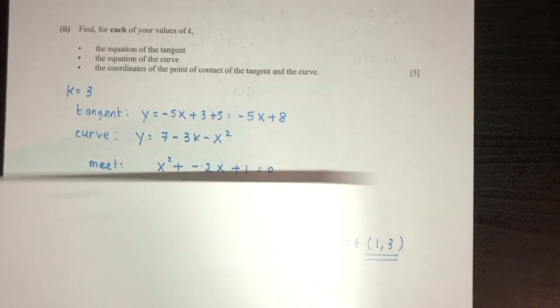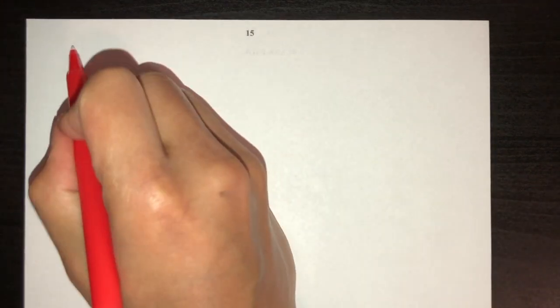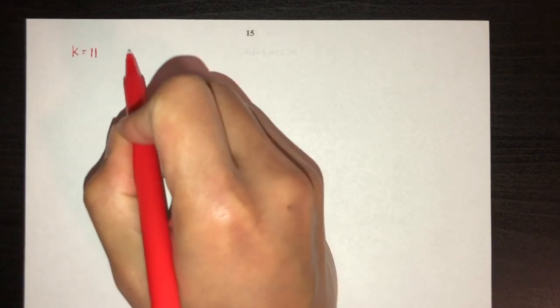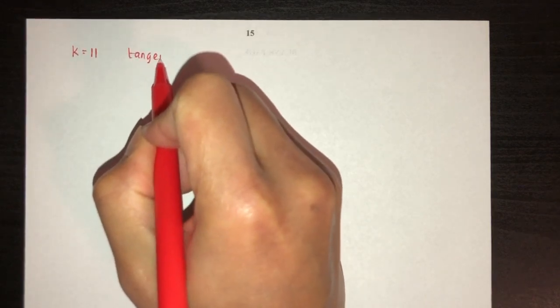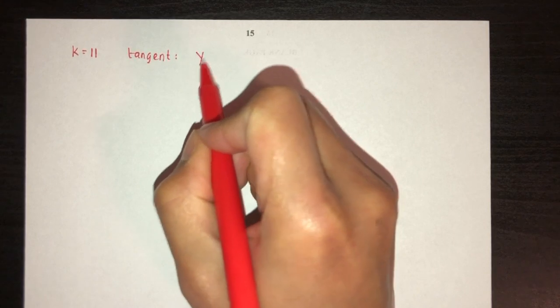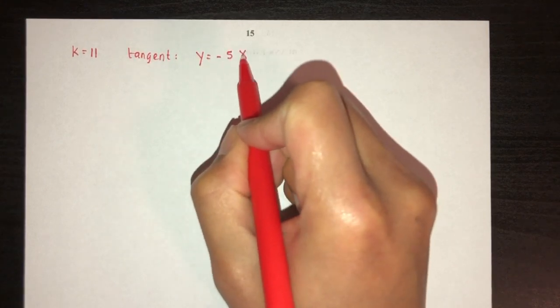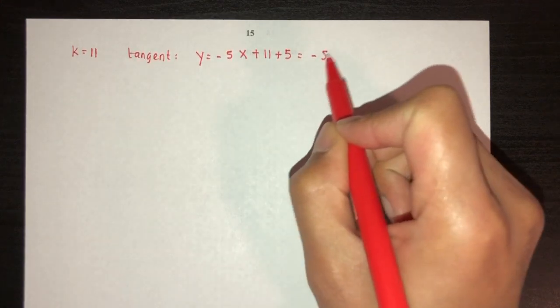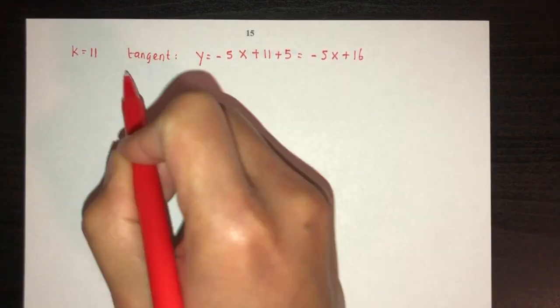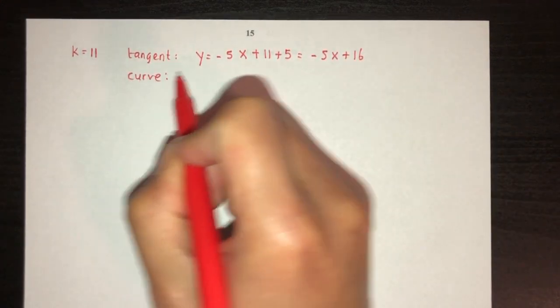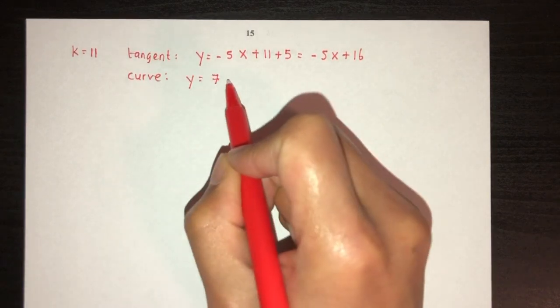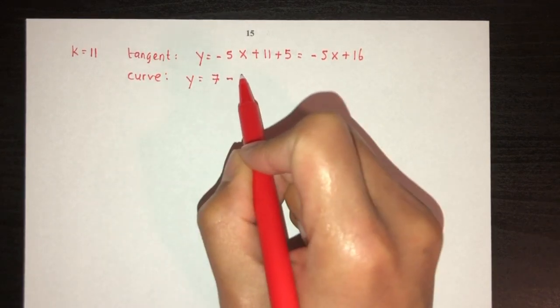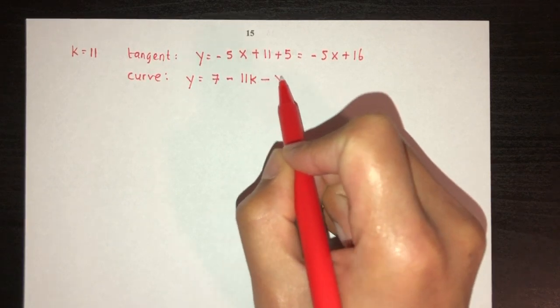Now, next part is, let's say k was equal to the other value, which was 11. Okay, so now for k is equal to 11, tangent would have been y is equal to minus 5x plus 11 plus 5, that will be minus 5x plus 16. Now the curve will be y is equal to 7 minus 11x minus x squared.